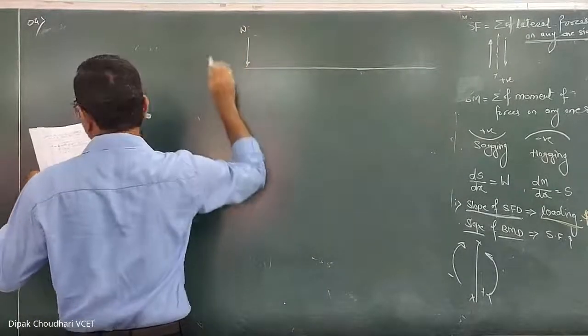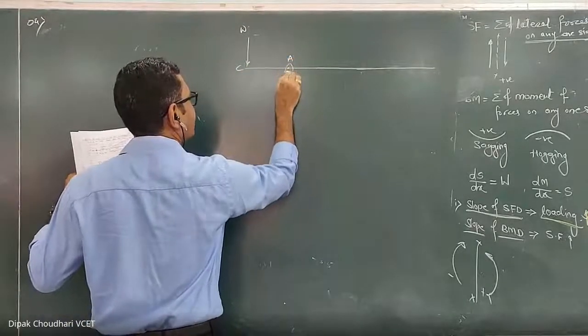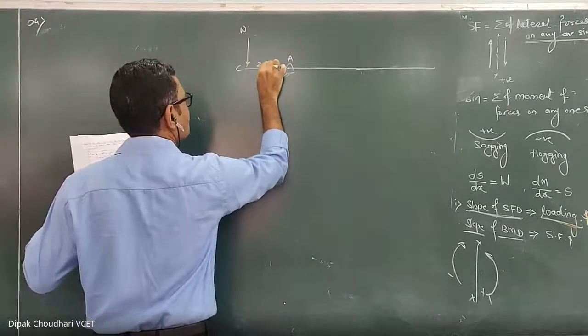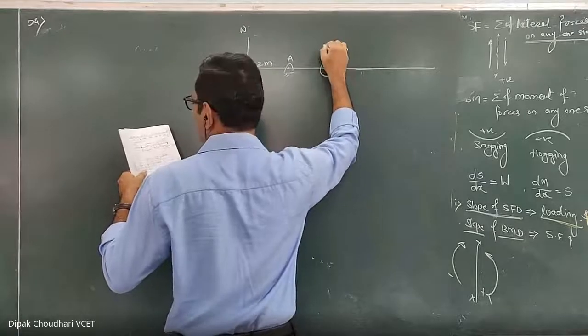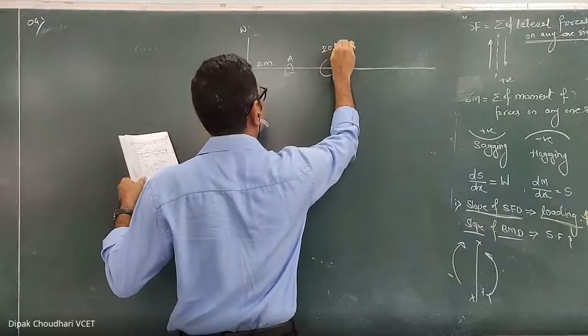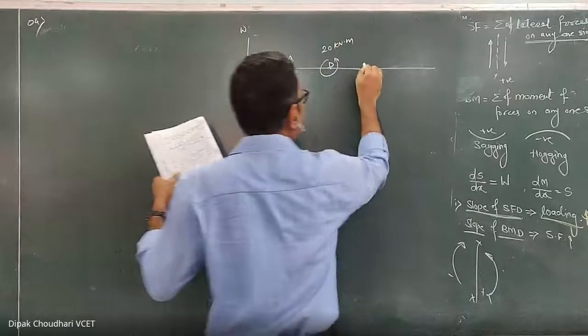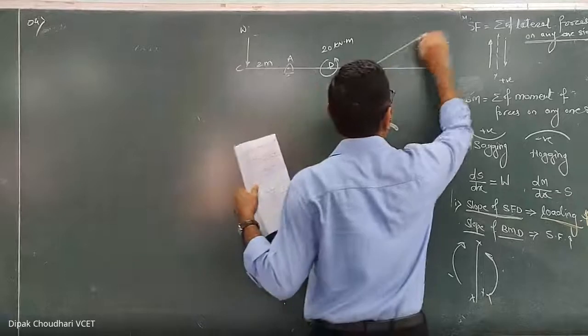This is W. This is point C. This point is A. Here there is a hinge support. This distance is 2 meters. Here there is one anticlockwise moment of 20 kilonewton meter. This point is D. And from E, there is a UVL.